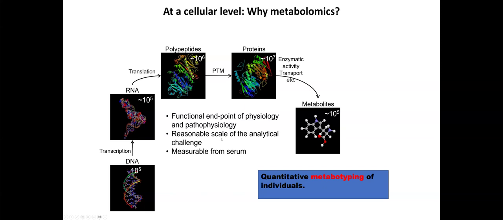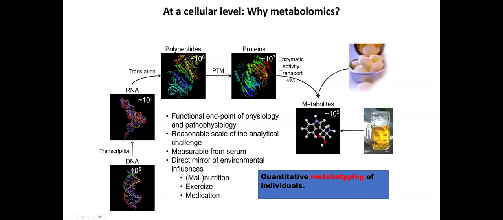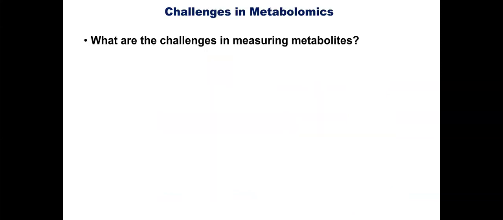They are a reasonable scale of analytical challenge because they are small to medium-sized molecules. They are measurable from serum and blood, which is fantastically important because they're easily accessible body fluids. And then they are a direct mirror of environmental influences, malnutrition, like diet, exercise, medication. And so it really is an endpoint. And we can quantitatively metabotype individuals, just like genotyping.